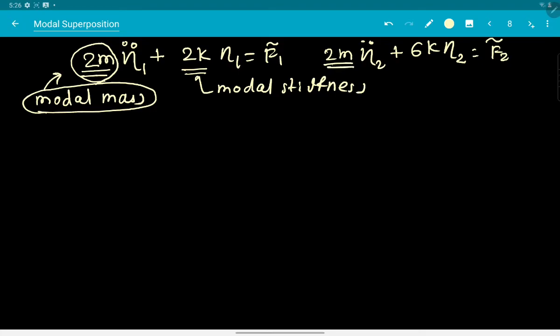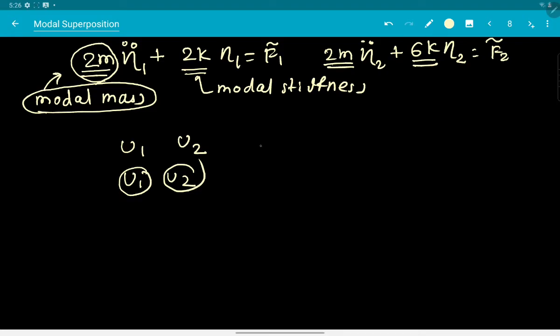Similarly, this is modal mass for the second mode, and this is modal mass for the second mode shape. How much modal mass you are going to get depends on what set of u1 and u2 you have picked up. If you had picked a different set, you would have obtained something else. So generally we pick that u1 and u2 which give us unit modal mass.